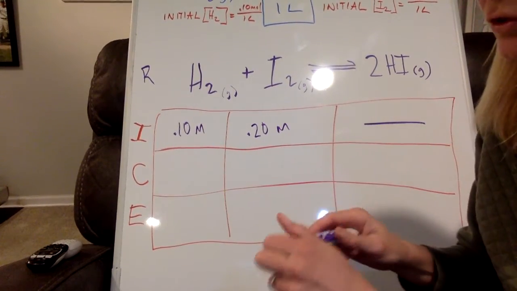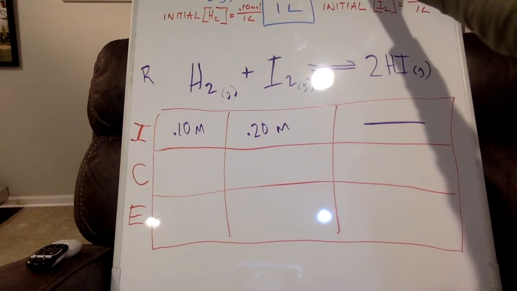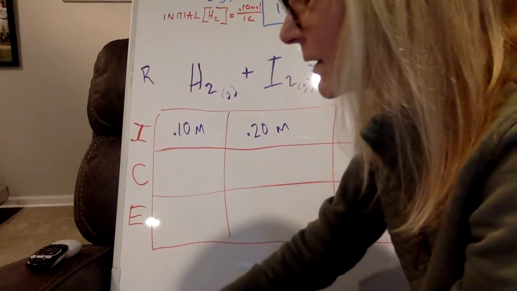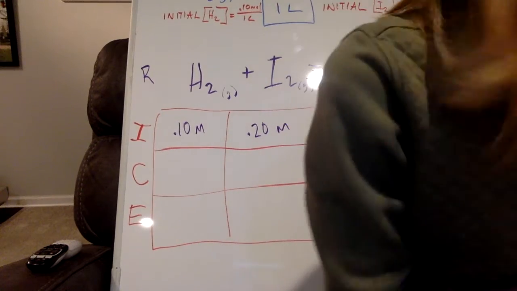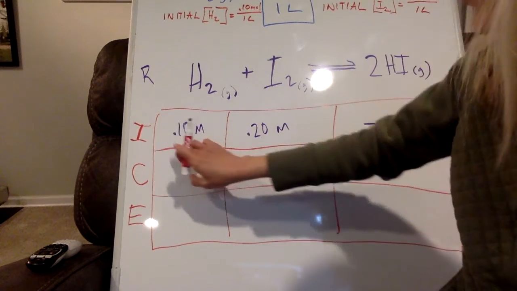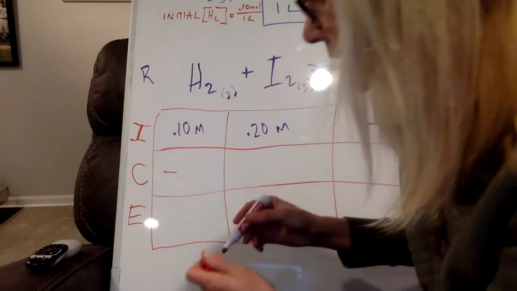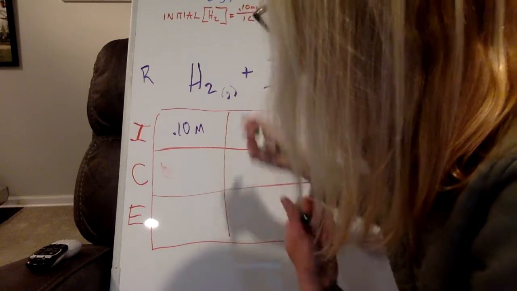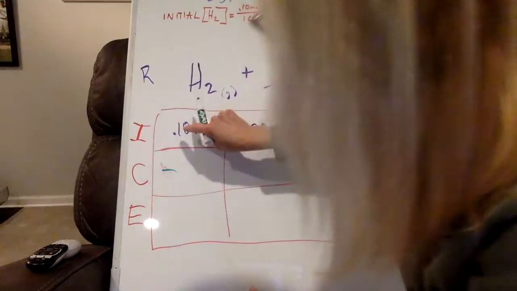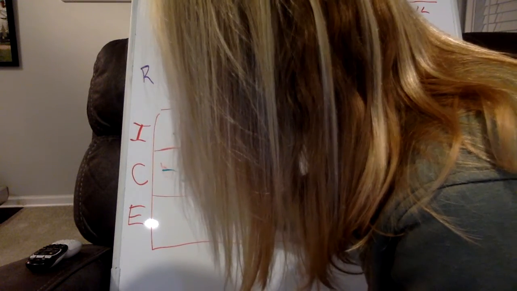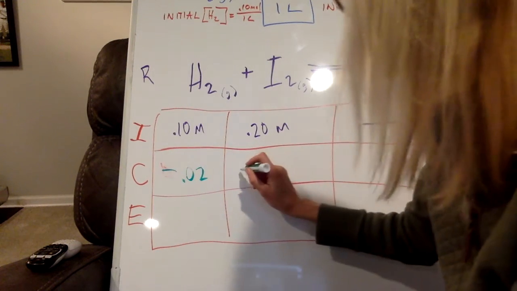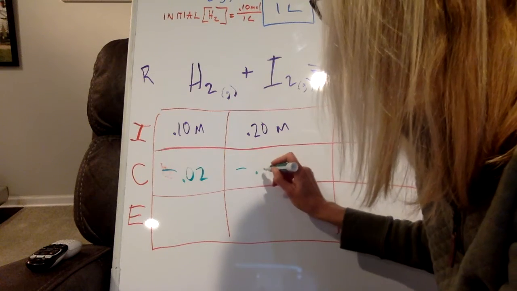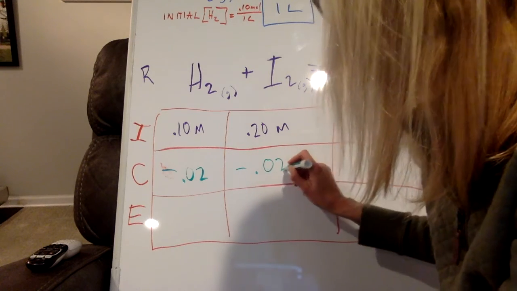C is the change. So right here it said that it used 20%. So I know that this is going to lose 20%. So 20% of this, so this is minus, I'm not going to use red, sorry. Let's use green. 20% of 0.1 is 0.02. So this loses 0.02. This loses 0.02.